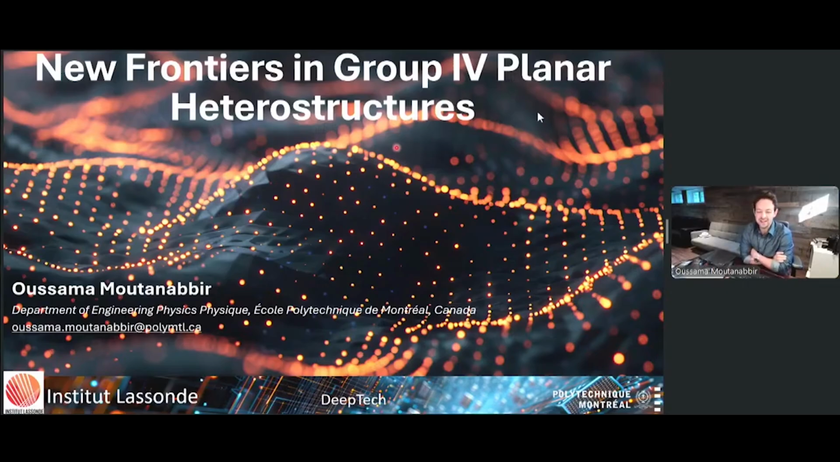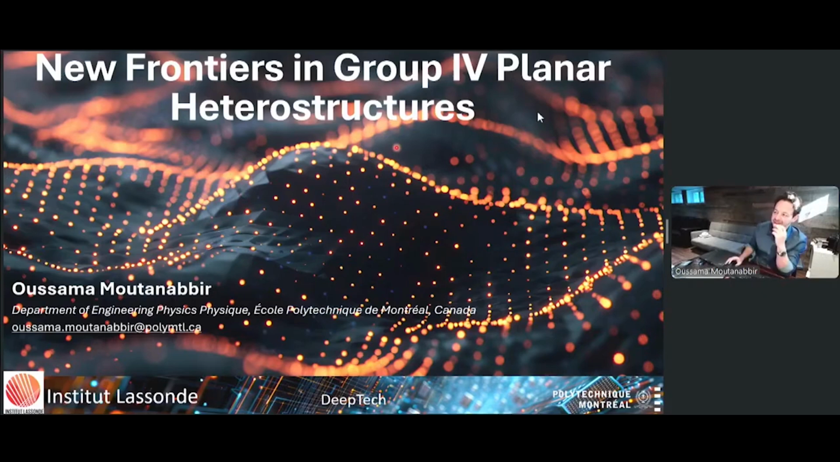So the idea here is to share with you some of the less known Group 4 semiconductor systems. The argument is that these systems can bring to the table some new properties without losing the silicon compatibility, and what comes with it in terms of manufacturability, scalability, and control.